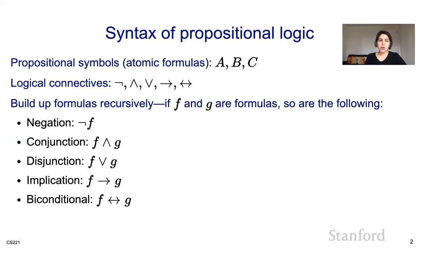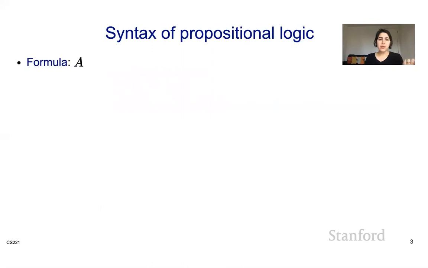Here are a couple of examples of how we go about it. We can build these formulas recursively. Let's call F and G formulas here. If F and G are formulas, then I can build even more formulas on top of them. I can have negation of F as a new formula, or F and G as a new formula, or F or G as a new formula, F implication G, or F bidirectional implication G. So F is equivalent to G, you can think of it like that.